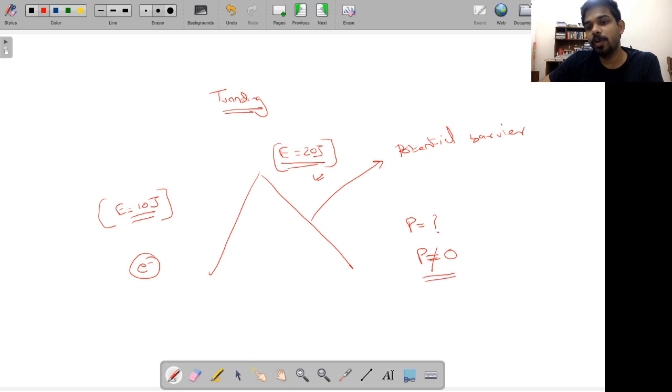It will not be equal to 0. There is some amount of probability that you will still be able to see the electron on the other side of the potential barrier. So in quantum mechanics we believe that it simply tunnels through to the other side. This is called tunneling.